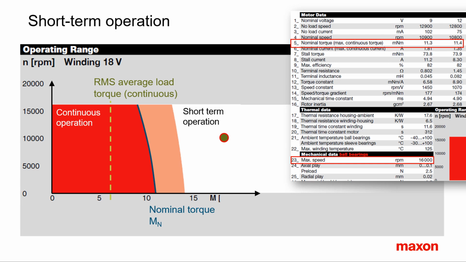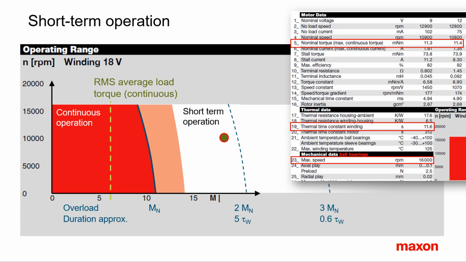Higher torques than nominal are possible, but only for a limited amount of time. How long an overload situation may last depends on the amount of overload torque and the motor type. As a rule, the larger the motor, the longer the overload can be. Typically, overload can last several seconds, as indicated by the thermal time constant of the winding. Roughly speaking, a motor can support 2 to 3 times the nominal torque for periods up to this thermal time constant.